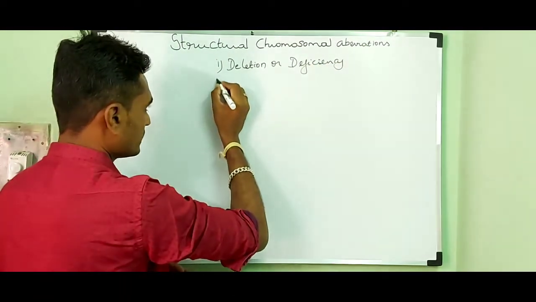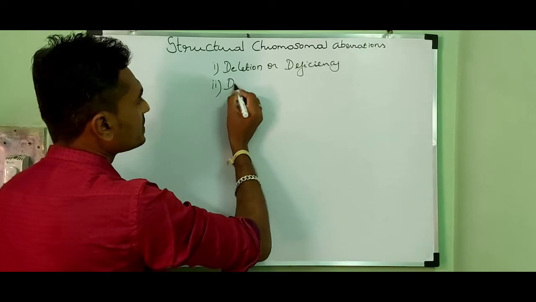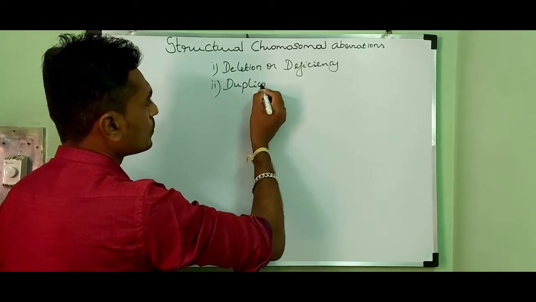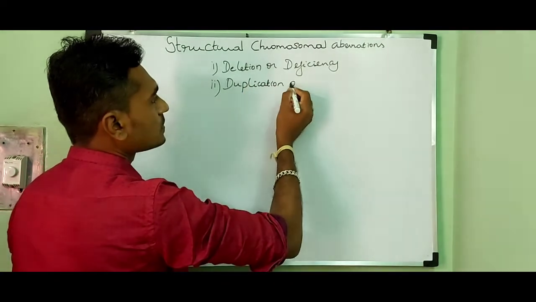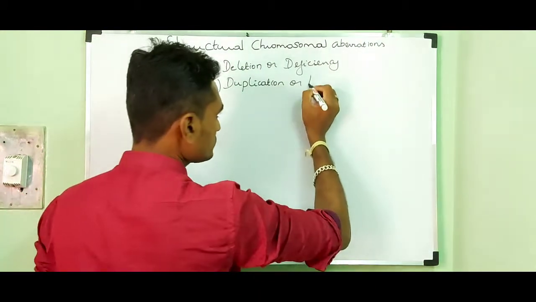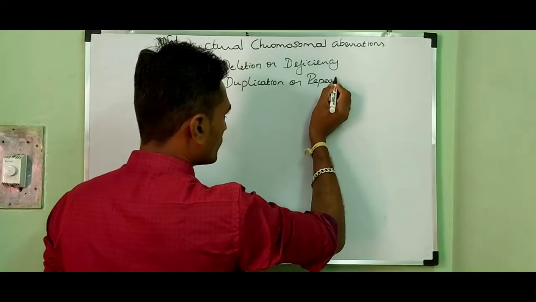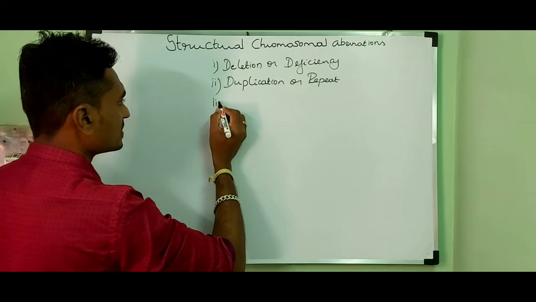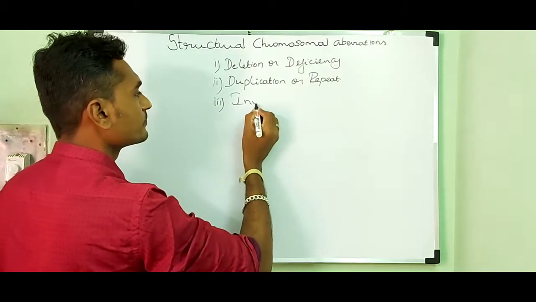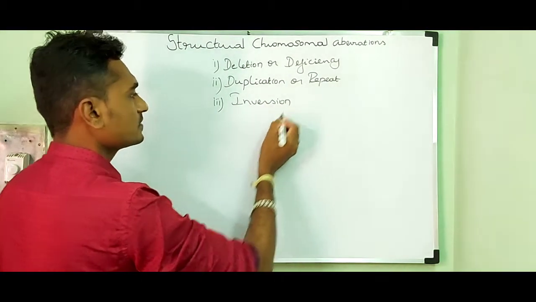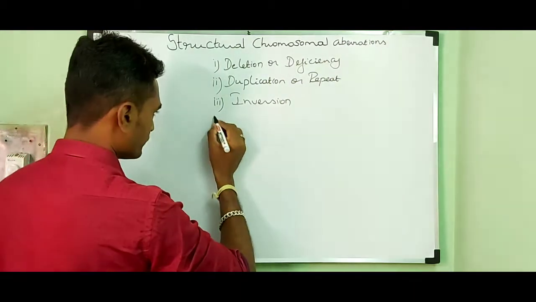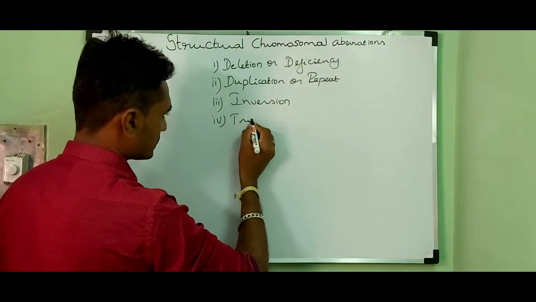The second one is duplication or repeat. The third one is inversion. The fourth one is translocation.